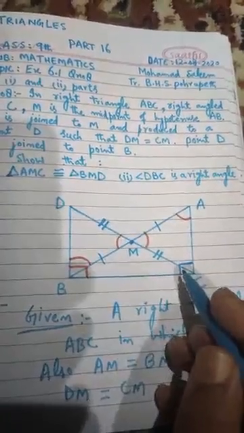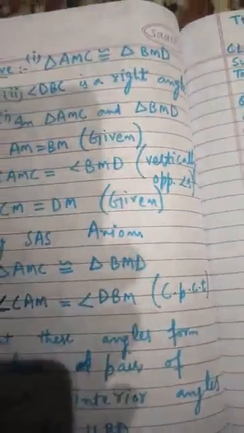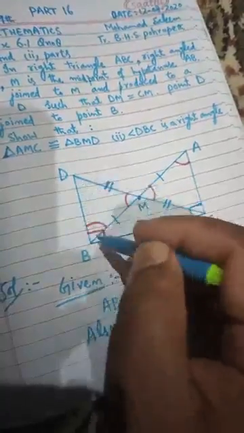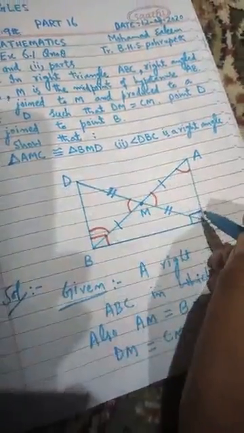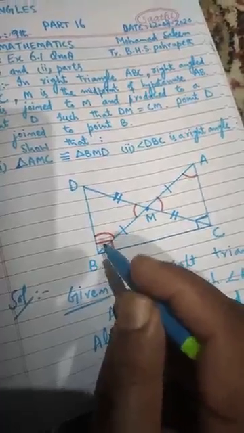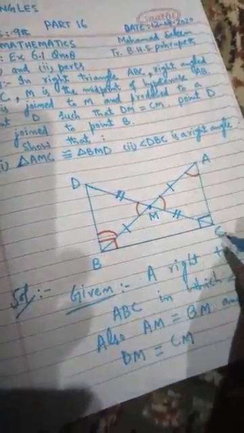Whatever angle is formed here will also be formed here, angle DBC. So we are going to write angle DBC, which implies angle DBC is equal to angle ACB. These two angles are equal because here two parallel lines are standing. Whatever angle is formed at point C will also be formed at point B. So angle DBC is equal to angle ACB.